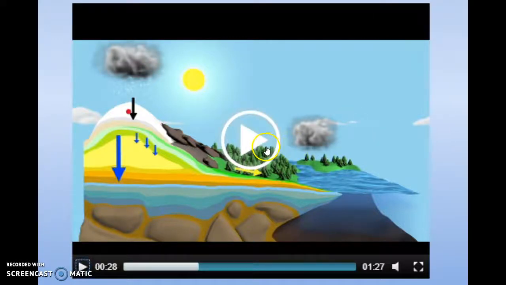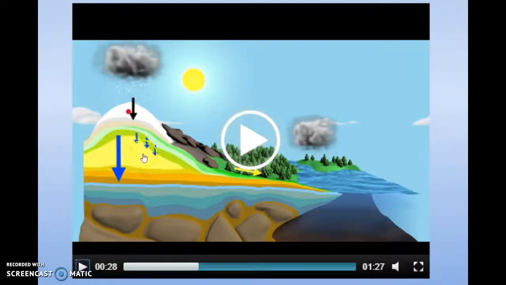After it's back on land, it's going to enter back into the earth by either means of transpiration, which is by plants, or it is going to evaporate back into the air. It might drain into the ground to the water table, or go into a stream or a body of water, and that's what we're about to see.